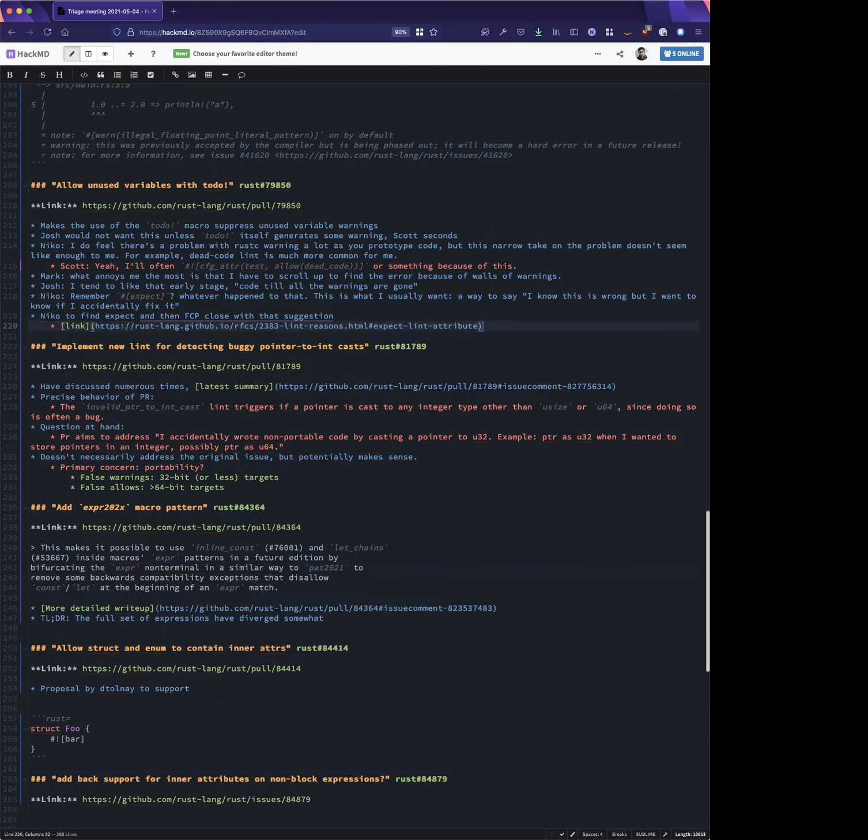Yeah, I tried to summarize the question. Do we have any sort of evidence that this is a problem that comes up in real code? And am I right about the primary concern being portability? Those are two independent questions. You mean with the lint or with the problem? With the lint.